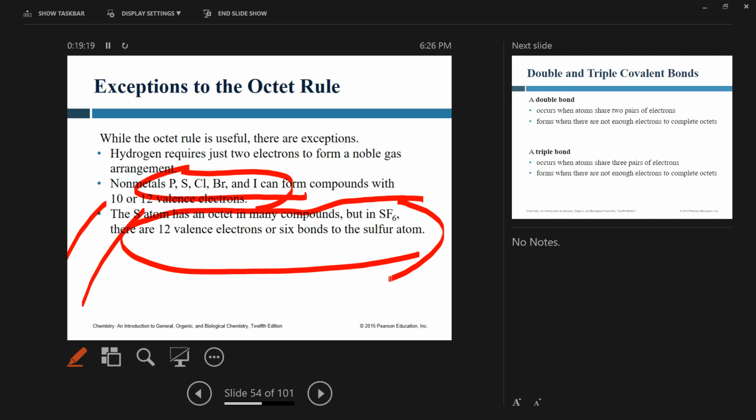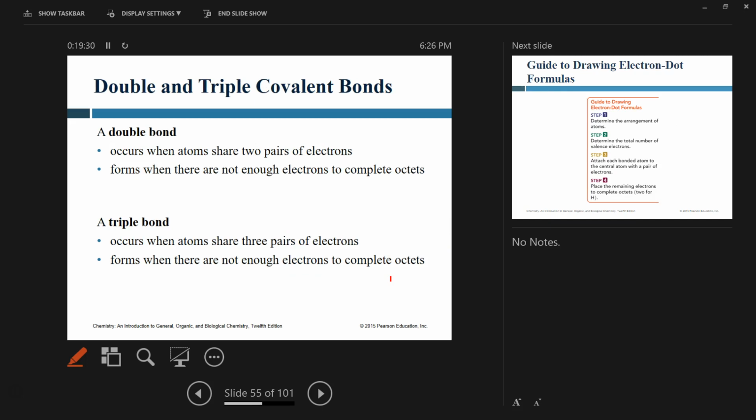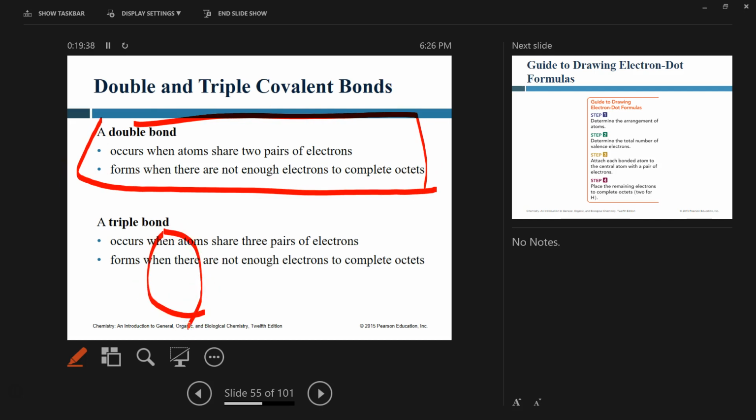Now, what if you have 2 atoms that share 2 pairs of electrons? This forms a double bond. Here's the example. Remind me, please, how many electrons does oxygen have on its outer shell? 6. 1, 2, 3, 4, 5, 6. Obviously, another one is going to have 1, 2, 3, 4, 5, and 6.